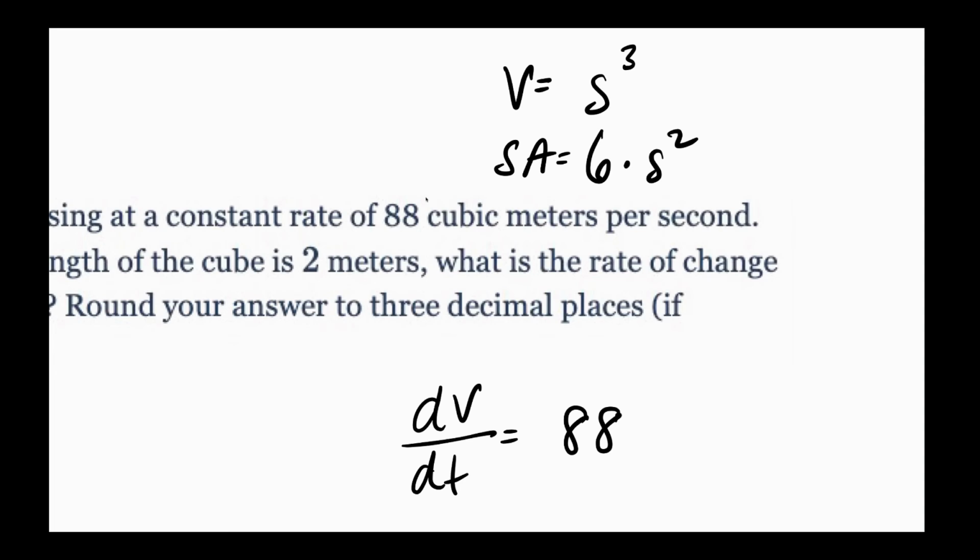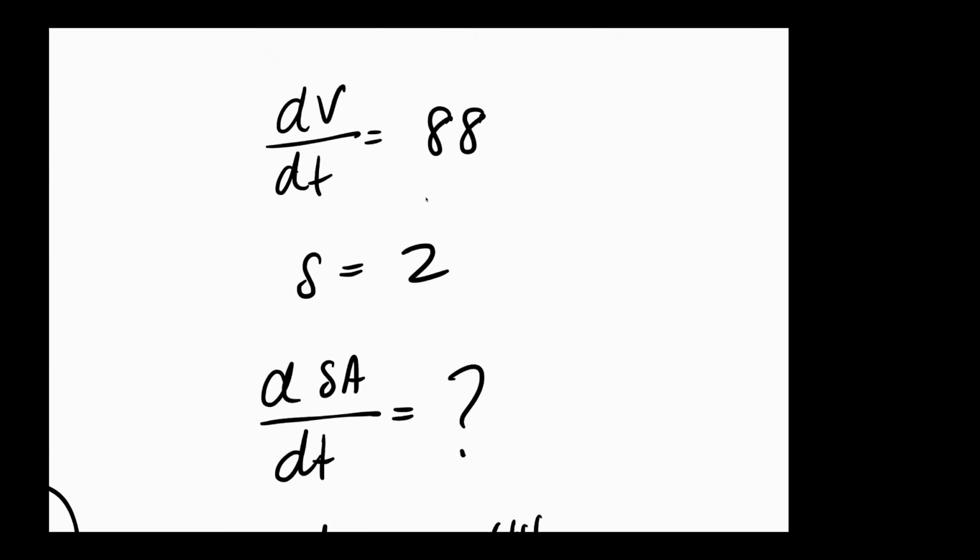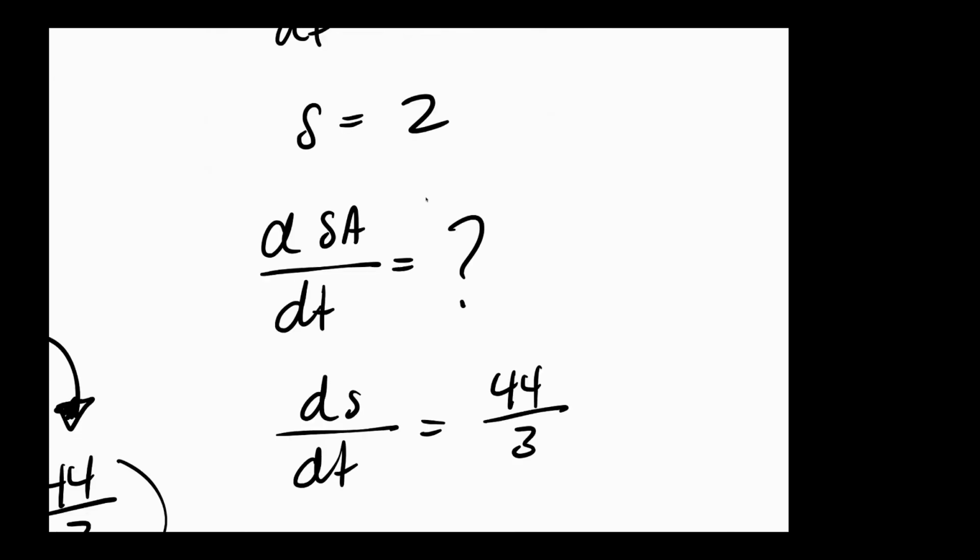Okay, so we have the 2, right? Volume is side cubed. Surface area is 6 times side squared. Those are the 2. What's listed? They give us volume is increasing at 88. They say that at that moment, the side is 2. The question is asking about surface area. So what's the rate that surface area is increasing or decreasing?